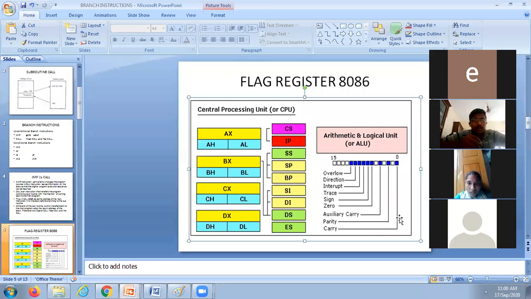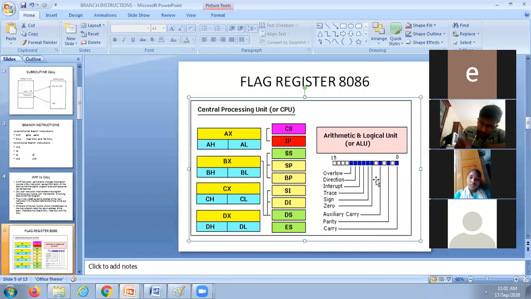Bit 0 is carry. Bit number 1 is empty. Bit number 2 is parity bit. Bit number 3 is empty. Bit number 4 is auxiliary carry. Bit number 5 is empty. Bit 6 is zero flag. Seventh bit is sign flag. 0 to 7 means it is a byte. I have explained only the lower byte of the flag register.